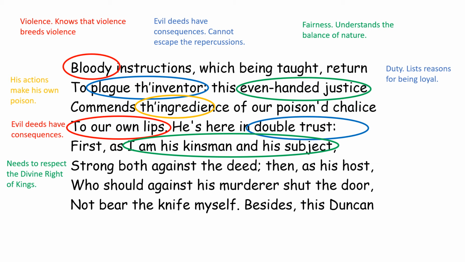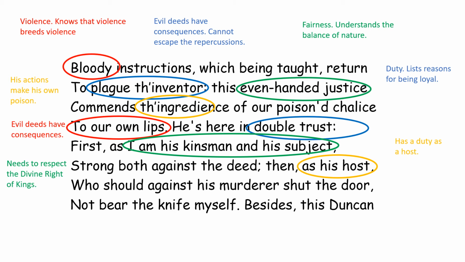However, he knows that if he were to do something bad, it would subvert that. And that's not his role. He is a kinsman. He has fealty to his king. He is a subject. He is someone who is supposed to respect that natural order. And he says that he is supposed to be strong both against the deed. So that's a really good reason why he should not kill the king. The second reason he gives is that he is his host. And during Shakespearean society, if you were the host, you had a responsibility to keep your guests safe. That was an expectation placed upon you.